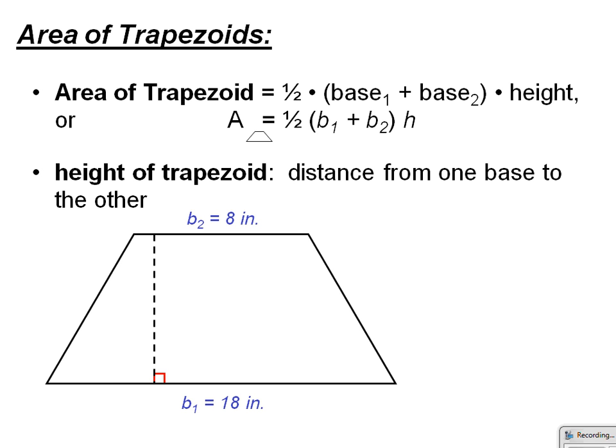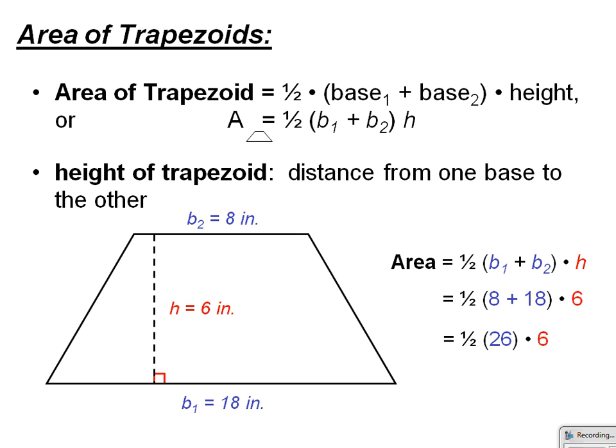And also be mindful again that the height of a trapezoid is officially defined as the distance from one base to the other. It's not the length along any of the diagonals. It has to be the distance along the perpendicular. So to calculate the area of this trapezoid, we average the lengths of the two bases. 8 plus 18 is 26. Divide that by 2, gets us 13. Multiply 13 times 6, and we'll get 78 square inches.